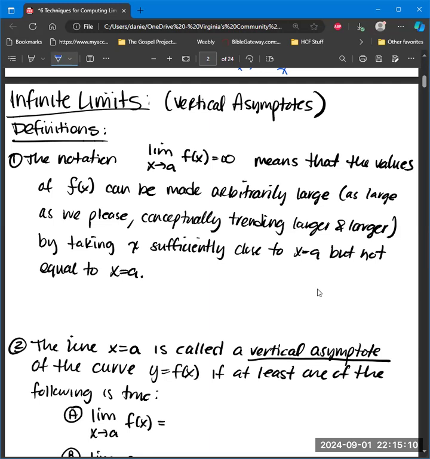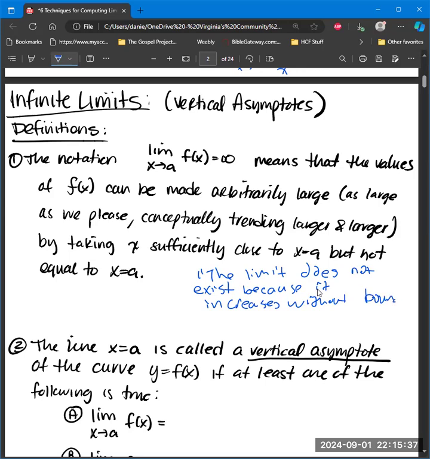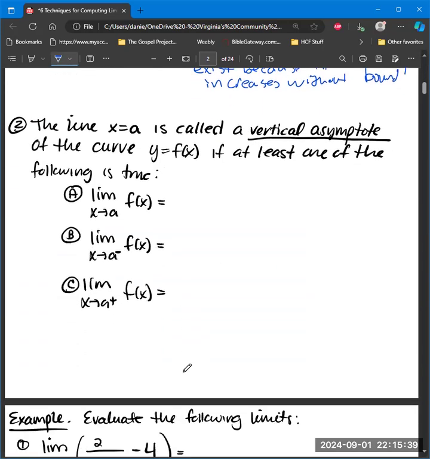So another way to say this, the limit does not exist because it increases without bound. Okay, the line x equals a is called a vertical asymptote of the curve y equals f of x if at least one of the following is true.